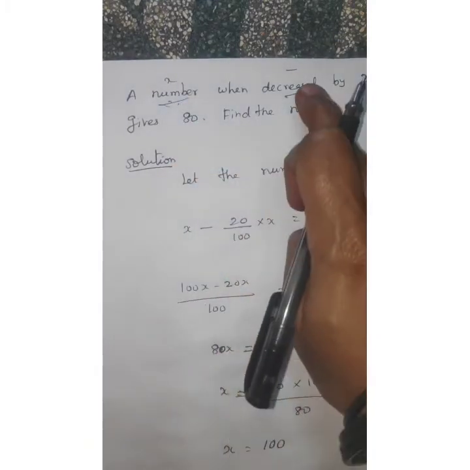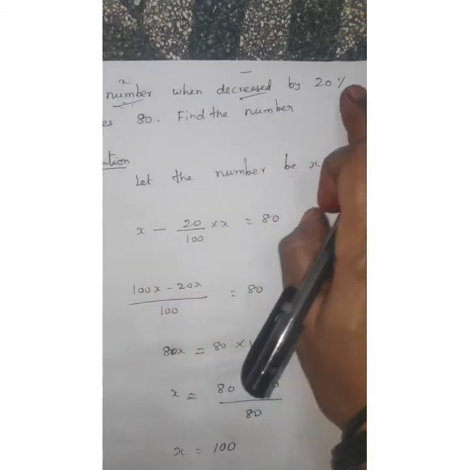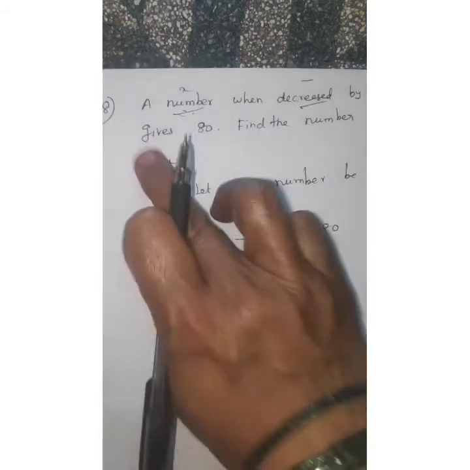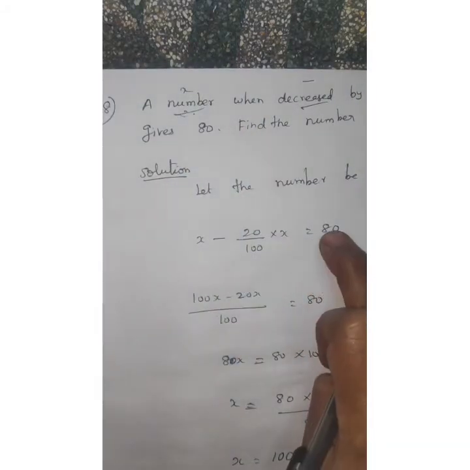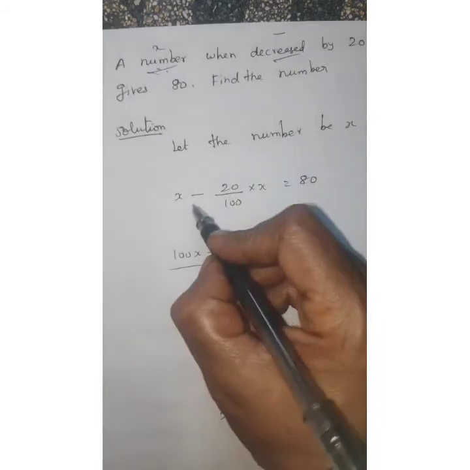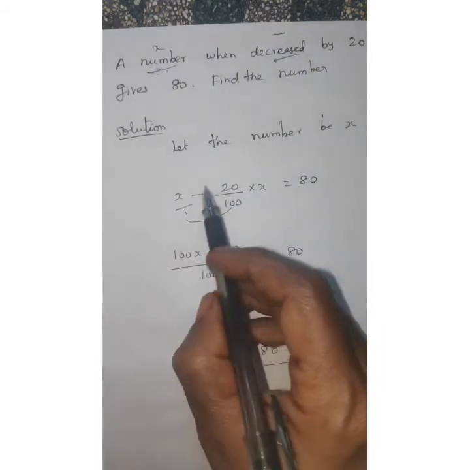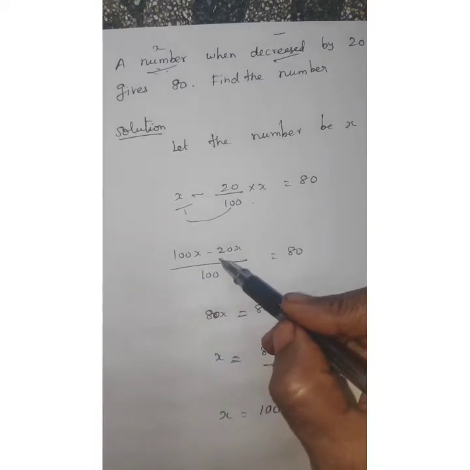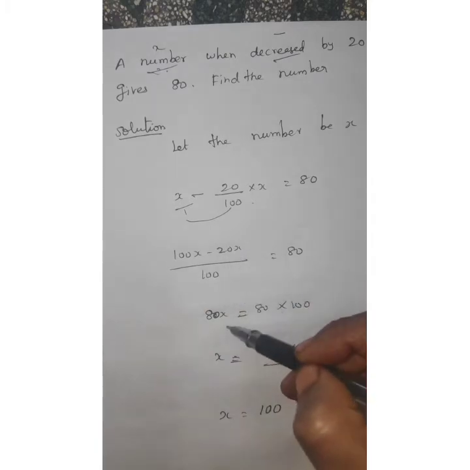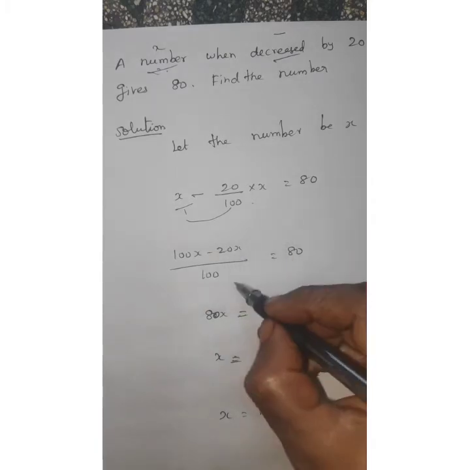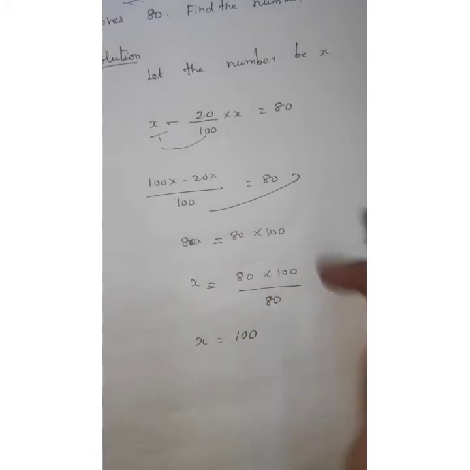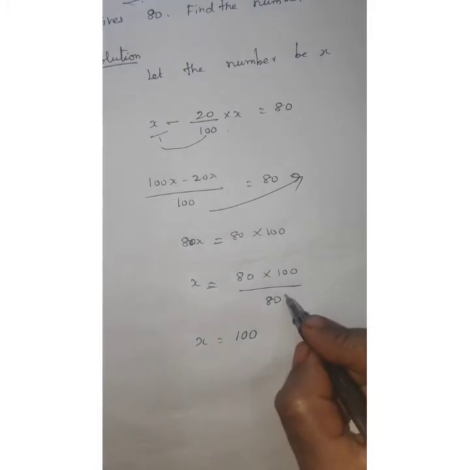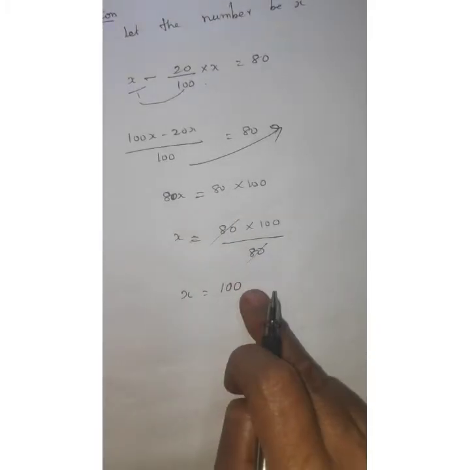First you write x. Decrease, use the symbol minus 20%, which is 20 by 100 of a number. So into x, and use the symbol equal to 80. Now the same condition, do the cross multiplication. 100x minus 20x. Here we want to subtract. 100 minus 20 equal to 80x. 80x equal to, do the cross multiplication, 80 into 100. X equal to 80 into 100 divided by 80. 80 cancels. Remaining answer is x equal to 100.